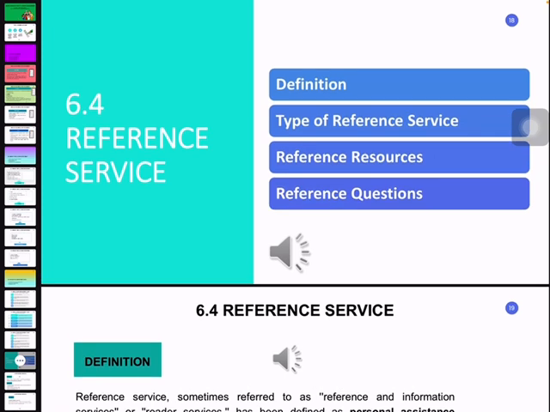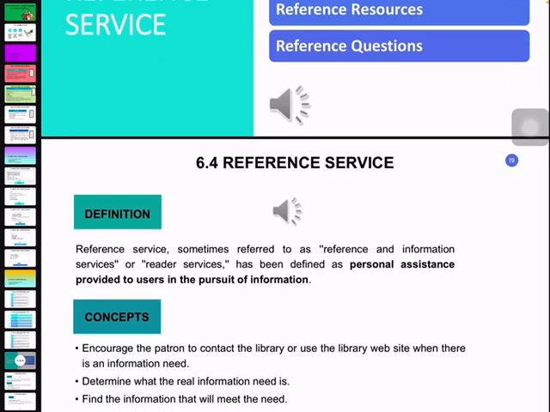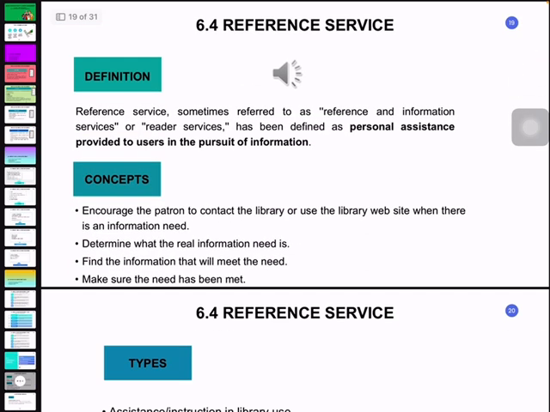Another department or another service in the library. We will cover the definition, types of reference services, reference resources, as well as reference questions. So reference service can be defined as reference and information services or reader services. Jadi you kena ingat, reference service, other term is reference and information service or reader service.